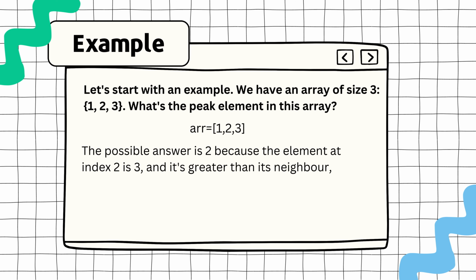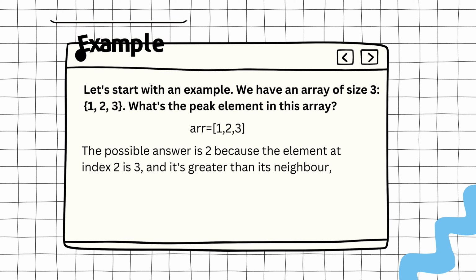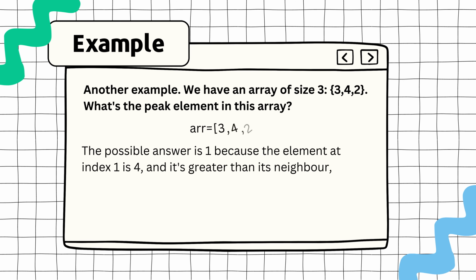We have an array of size 3, where the elements are 1, 2, and 3. What's the peak element in this array? For this array, the possible answer is 2, because the element at index 2 is 3, and it's greater than its neighbor. Let's have a clear understanding using one more example.